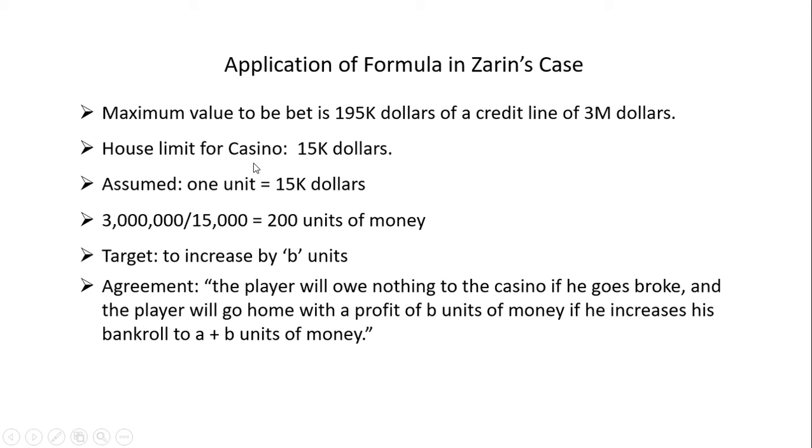And here we assume 1 unit of money as $15,000, and $3 million in debt is 200 units of money. And one thing also mentioned in the chapter is that the conditions of the game are like this. The player will owe nothing to the casino if he goes broke, and the player will go home with a profit of b units of money if he increases his bankroll to a plus b units of money.